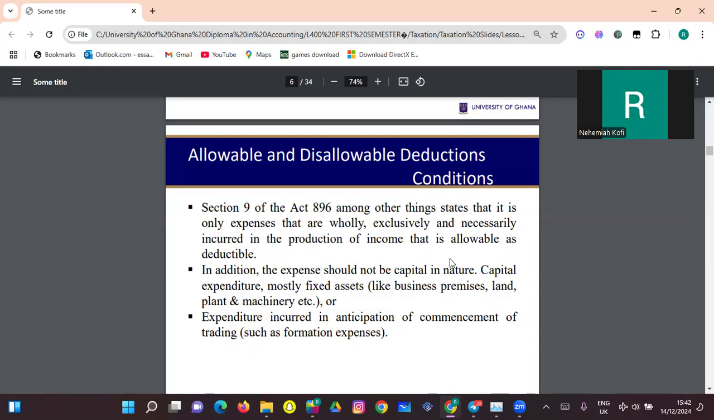When we talk about wholly, the wholly relates to the quantum of the amount being charged, right? So the amount of expenses that you've charged for this particular income, is it wholly attributed to it? So this is the entirety of the amount for business purposes and should wholly relate to the income. So when we talk about exclusively, it means the purpose for which the expense was made, right? So if the expense was made purposely for the business or for the generation of this income, then it is allowable, right? But if it is not, then it is not allowable, right?